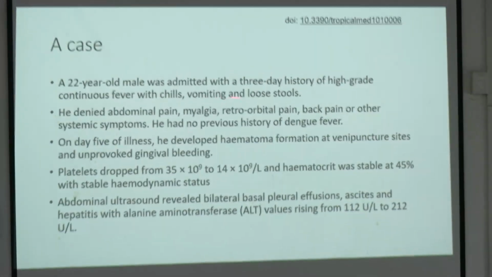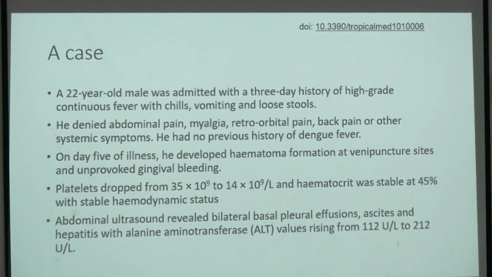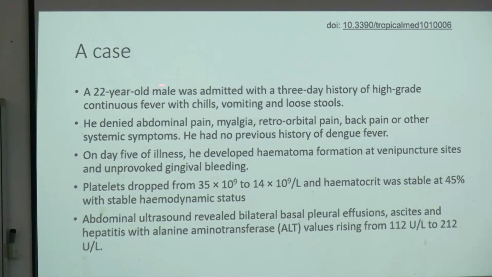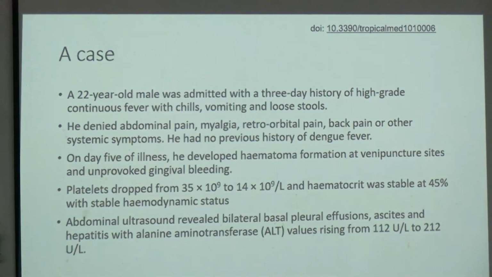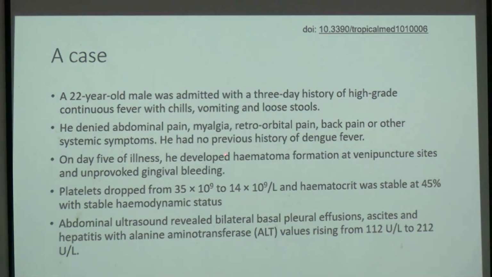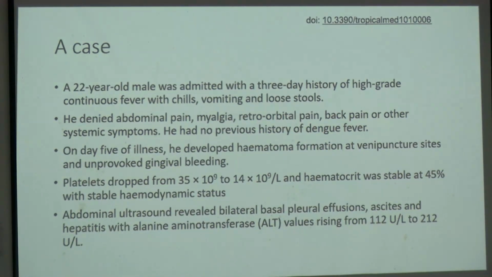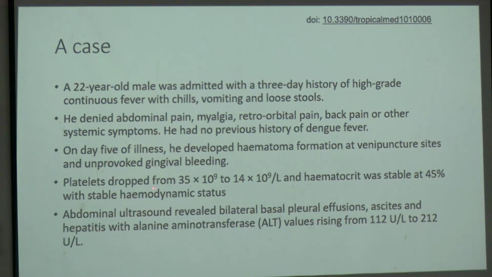Among them, let us see one or two cases. First case is a 22-year-old male admitted with a 3-day history of high-grade continuous fever with chills and rigor and loose stool. He denied abdominal pain or retro-orbital pain. On day 5 of illness, he developed a hematoma at the venipuncture site, and later on his condition deteriorated with rising liver enzymes and decreased platelet counts.